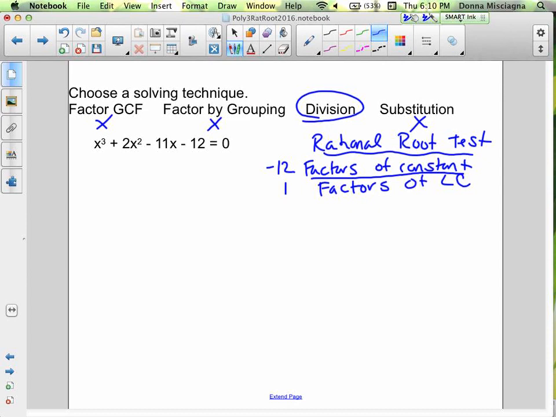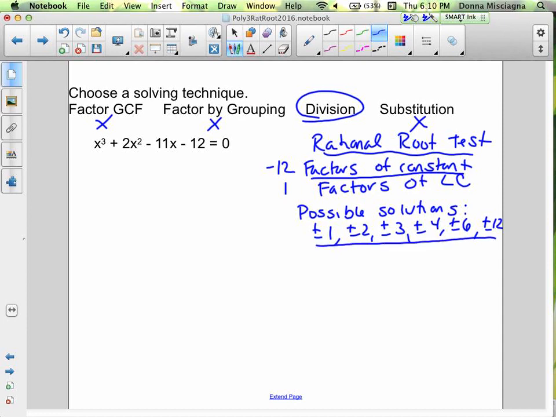All right, so we have our possible solutions. The factors of 12 are plus or minus 1, plus or minus 2, plus or minus 3, plus or minus 4, plus or minus 6, and plus or minus 12. If we divide those all by plus or minus 1, they're not going to change at all, because our leading coefficient only has the factors 1 and -1. So we have these to try: plus or minus 1, 2, 3, 4, 6, 12.